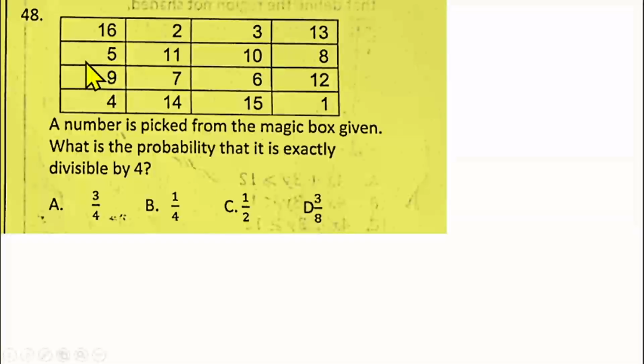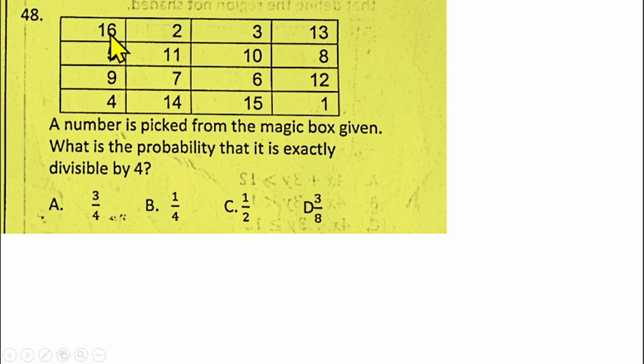Now question number 48 also is from probability. We are given this table. A number is picked from the magic box given. What is the probability that it is exactly divisible by 4? So we are looking for a favorable outcome there to get the probability. So that will be number divisible by 4.